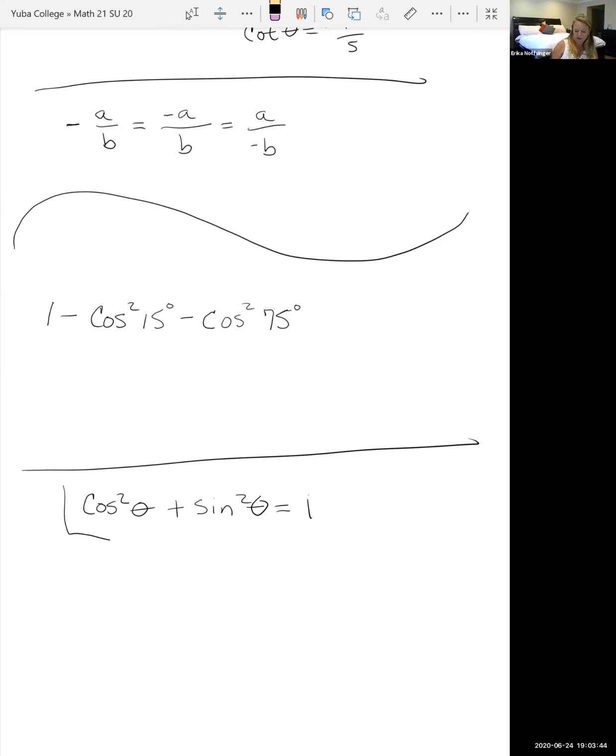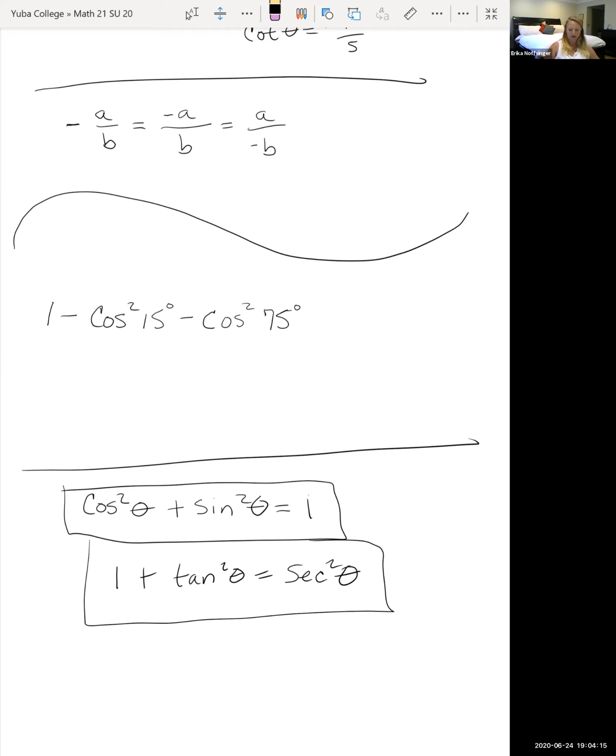And when I say quickly, if I divide every single term by cosine squared in here, that's going to give me my other one. So cosine squared divided by cosine squared, that's 1, plus sine squared over cosine squared, sine over cosine is tangent, so tangent squared theta equals 1 over cosine squared, which is secant squared theta. So that's how you get the other one.